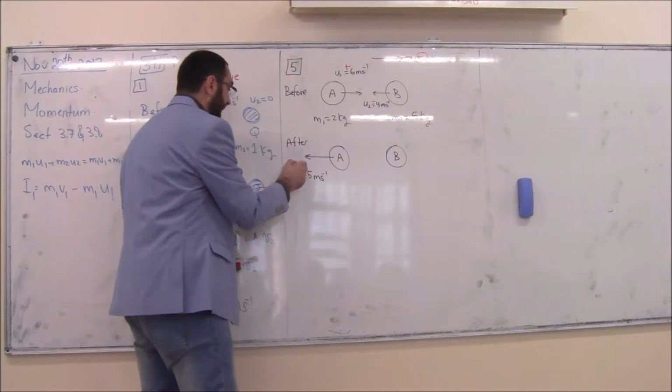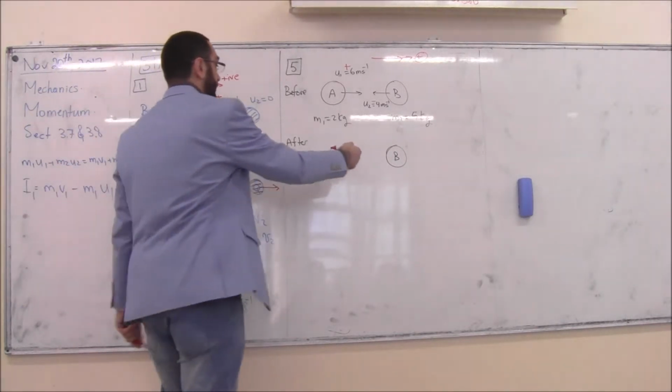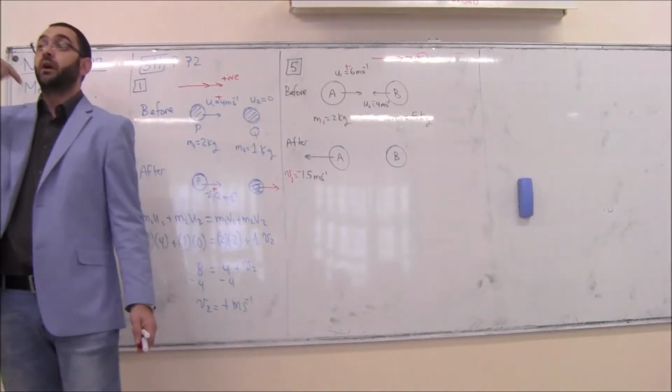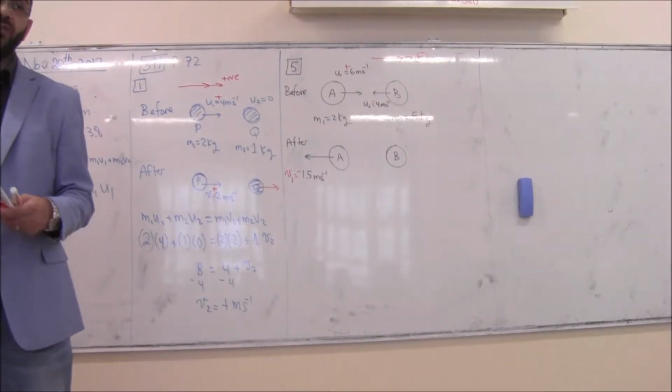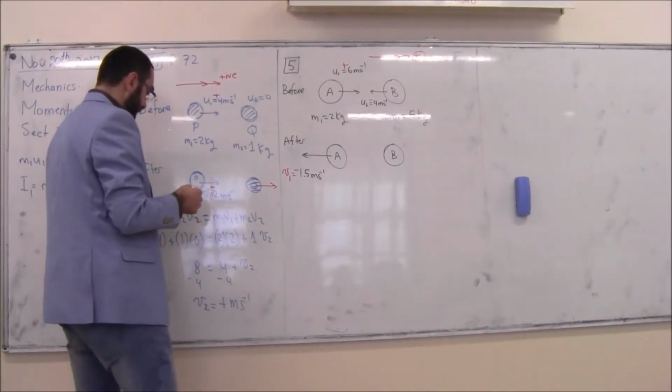V1 is what? Negative 1.5. V1 is negative. Why? Because now after the collision it's moving where? In the opposite direction, my positive direction. Okay? We will use the same formula.